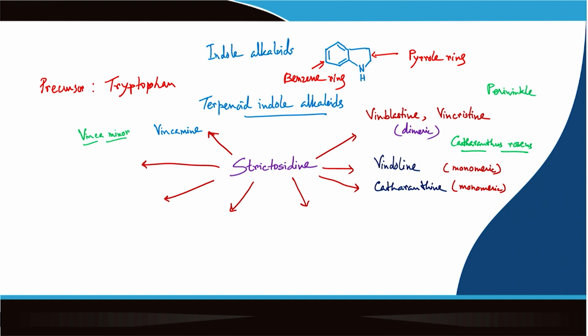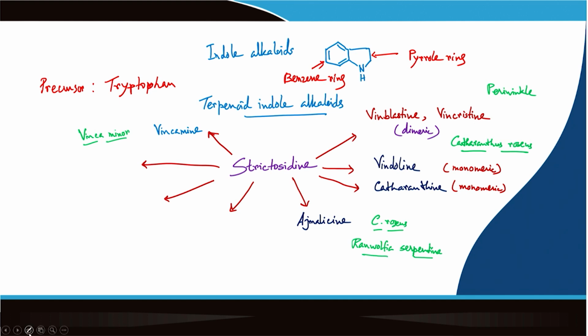Okay. Now, apart from this, there is another alkaloid which is also produced by Catharanthus roseus, which is also monomeric, called ajmalicine. Okay. Now, ajmalicine is produced by both Catharanthus roseus as well as another plant called Rauwolfia serpentina. So, its common name is Sarpagandha.